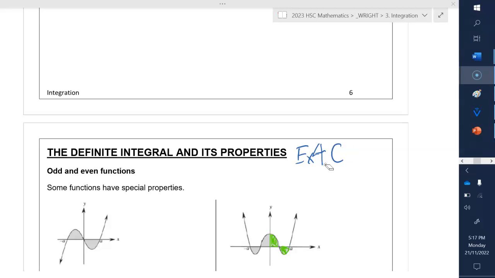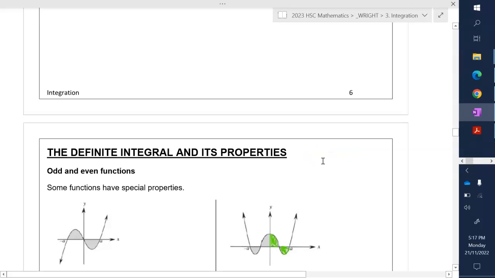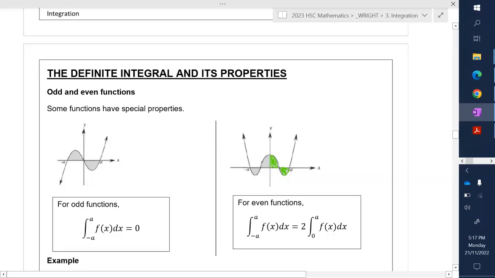Okay, now scroll down past the blank page, which we may use in a moment, and down to the next part, which says the definite integral and its properties.